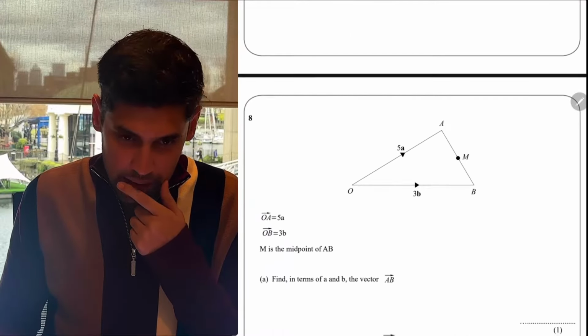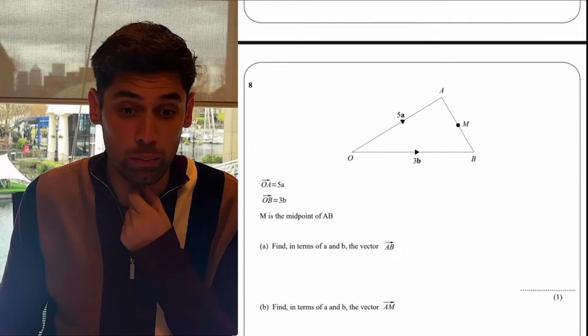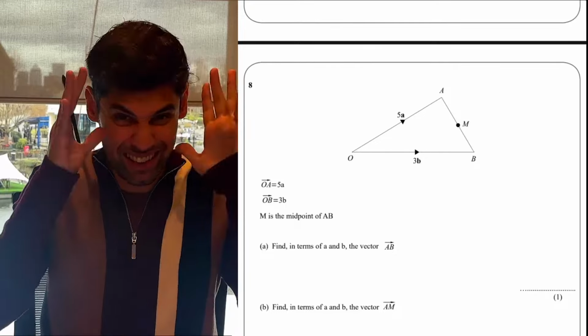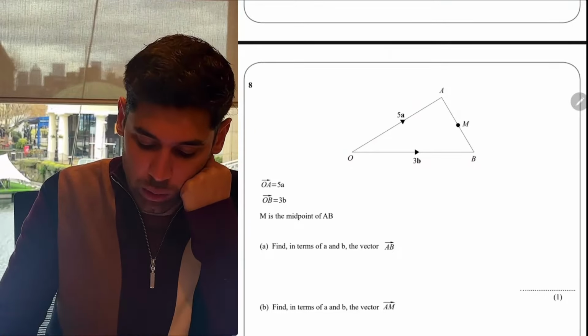Okay. Now, those who've done vectors before may recognize this type of question more than any other. This is the typical vector style diagram for which we're going to answer the question.